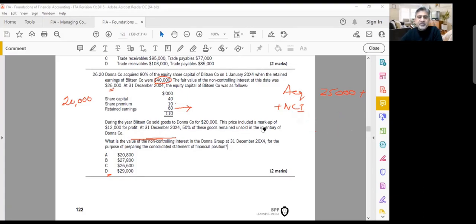But this is only true in the absence of intra-group transactions. But we see that there are some intra-group transactions. So let's first see what the intra-group transactions are. Who is selling to whom? Listen, if the parent is selling, then NCI can still claim 4,000. Whether there is intra-group or no intra-group, NCI is not bothered. But if the subsidiary is selling, then things will change.